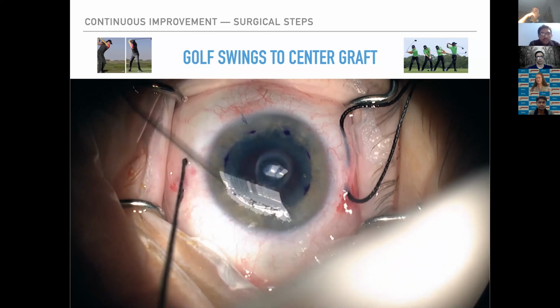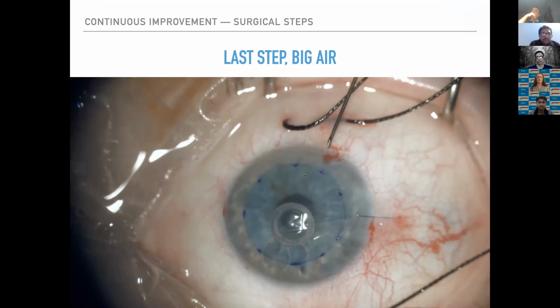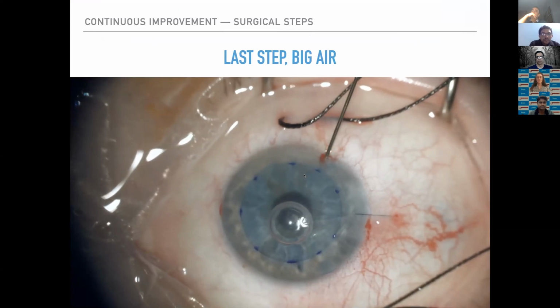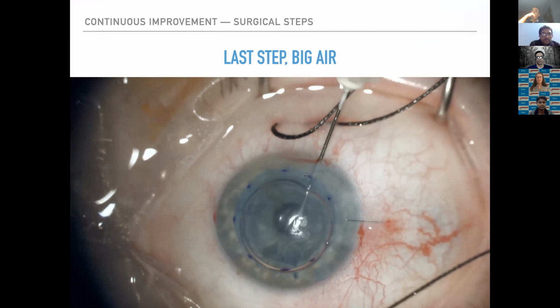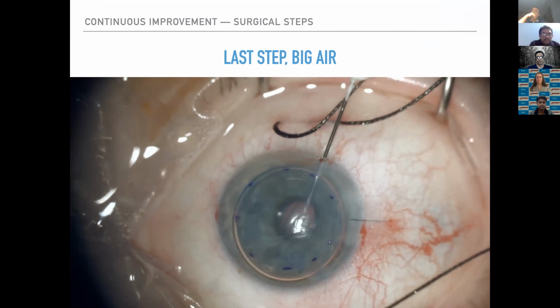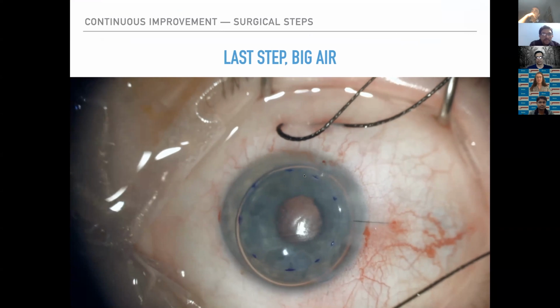And then the final step is to inject a big air bubble. And so here I'm going back through my paracentesis, and I'm going to join up with my bubble. And if I'm able to get good moderate pressure in the eye, that's all I need to do. But if not, I'd supplement the air through the paracentesis right there.